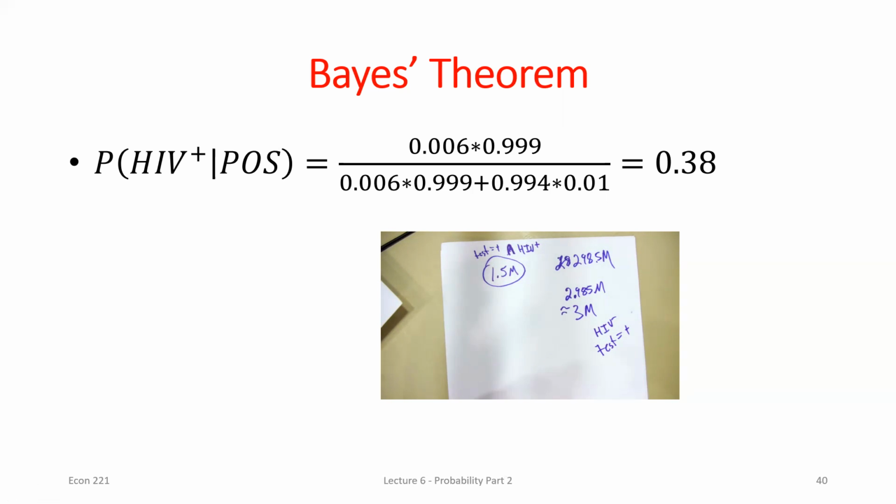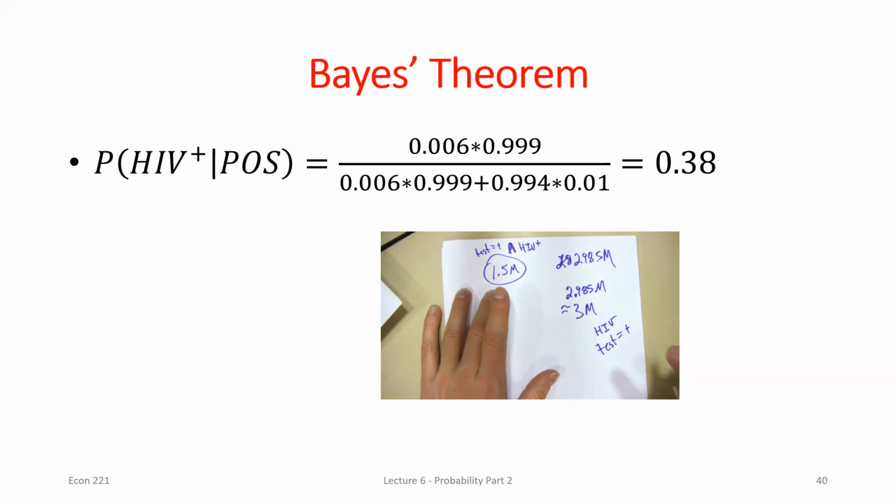So now if I think about what's going on, I've got 1.5 million people with positive test results who have the disease, but I've got 3 million people who don't have the disease that got a positive test result.